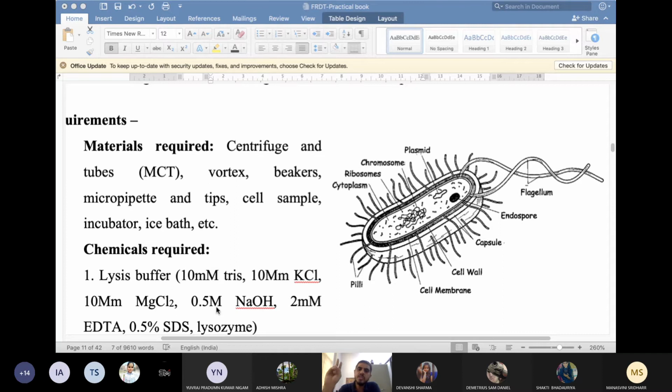Okay, so these two methods are there. One is the physical method, and the second is the chemical or biochemical method, by which you can break the cell wall. Simple thing. Now the next barrier has come. As you have broken the wall, what is the next barrier?